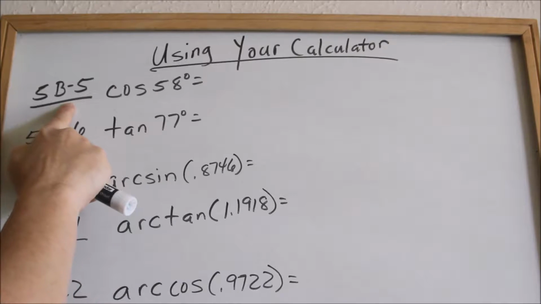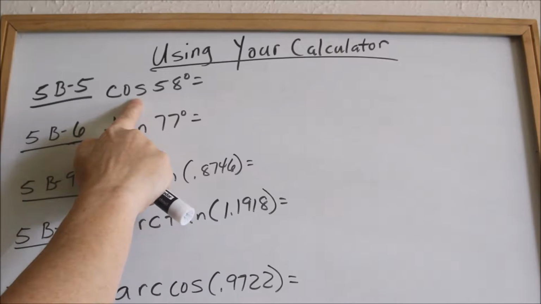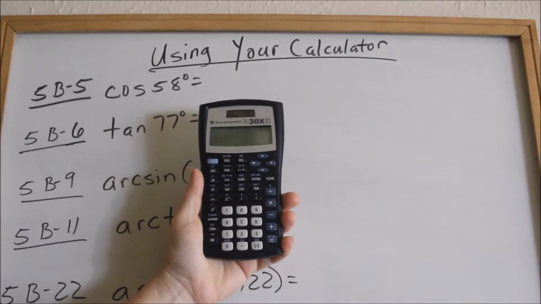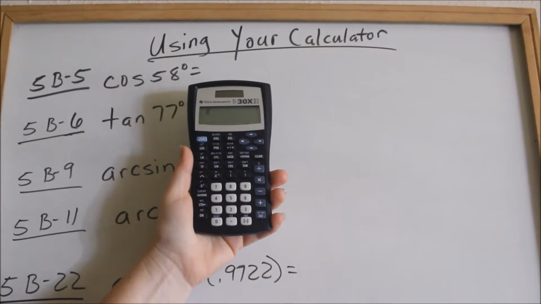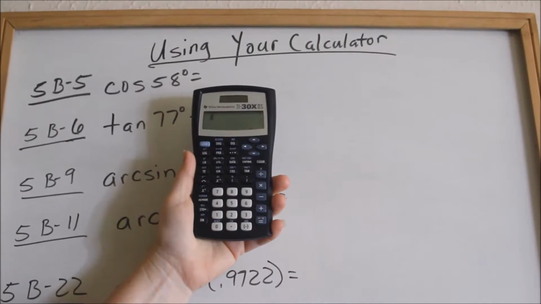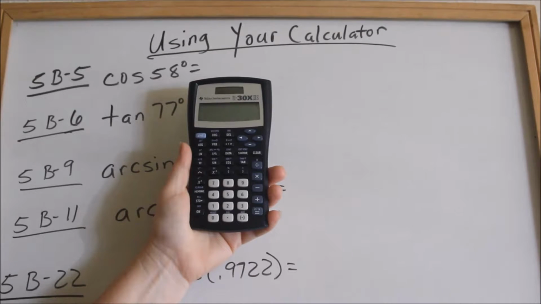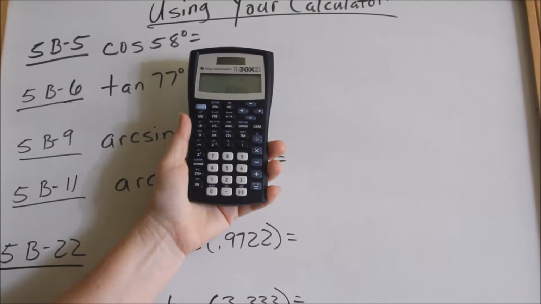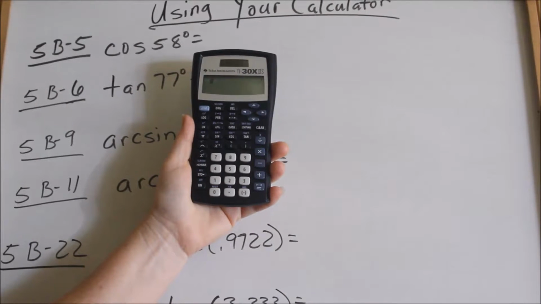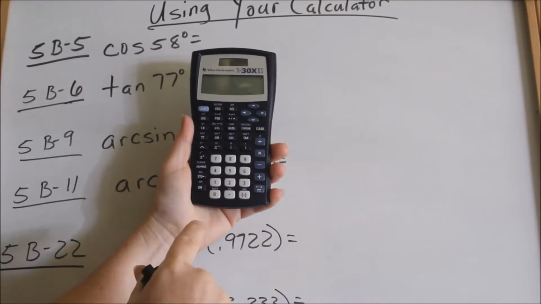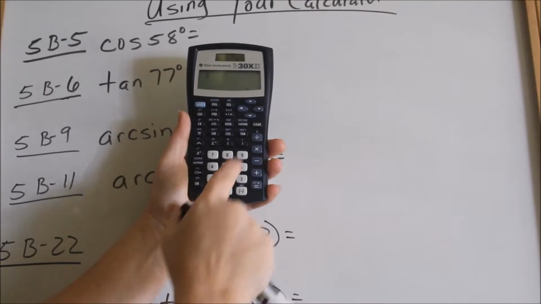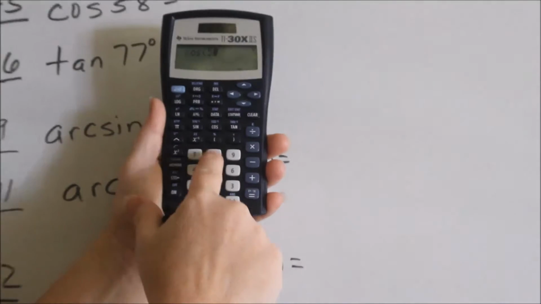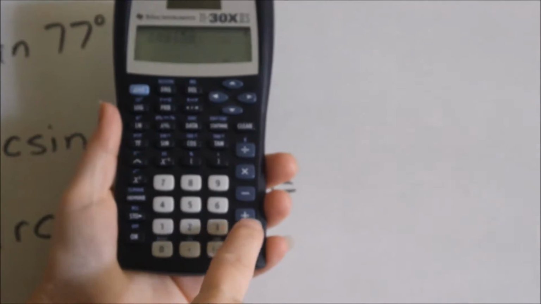Okay, so looking at 5b5, we're doing the cosine of 58 degrees. For this video, I'm going to be using the TI 30X2S calculator. Your calculator might be slightly different, so I'm just going to go through how to do some of these things on this calculator. To do cosine of 58 degrees, you hit your cosine button first, then 58, and then enter.